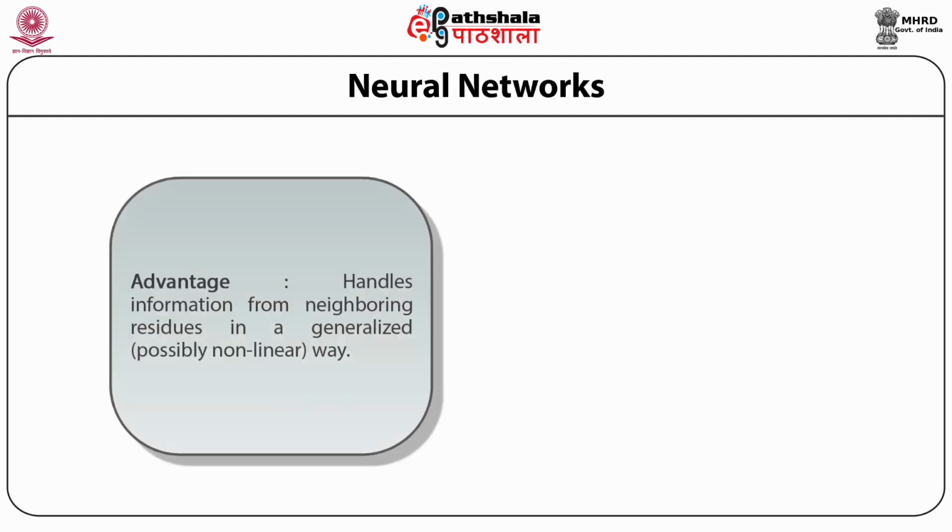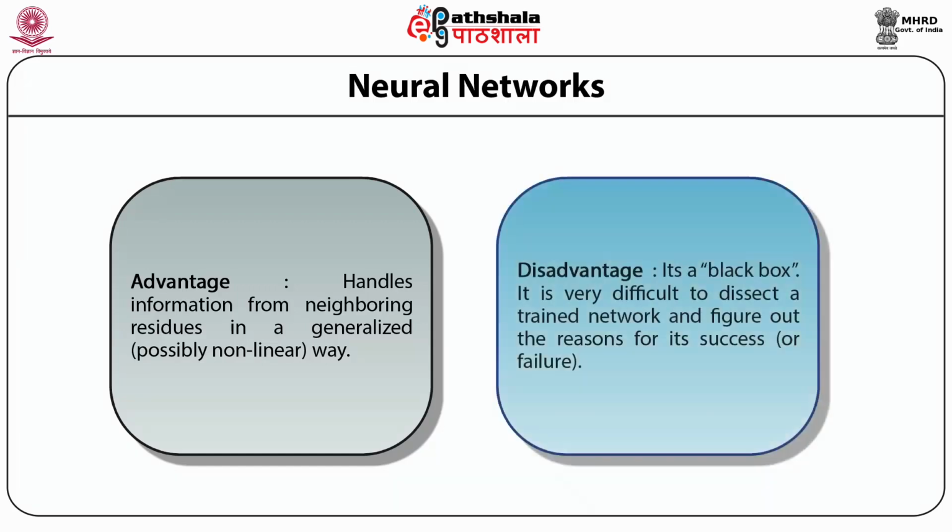So the advantage of neural networks is that they can handle information from neighboring residues, which depends upon how wide the network you make, in a very generalized and non-linear way. So whatever kind of interactions there are, they are taken in. Its disadvantage, on the other hand, is that it's a black box.